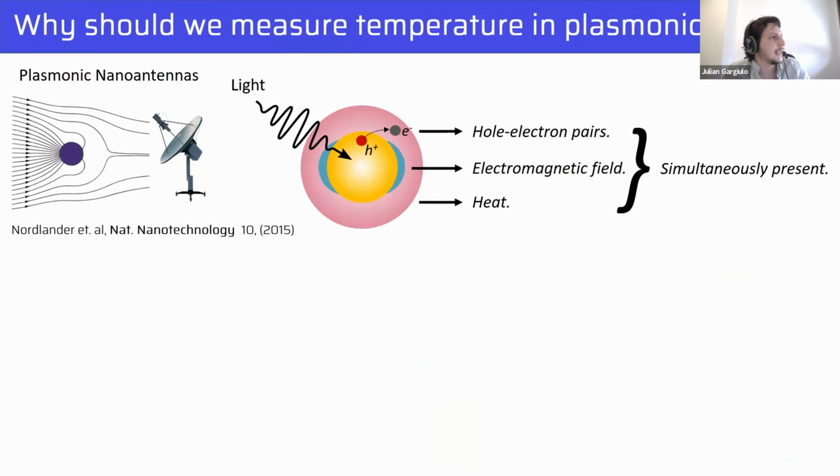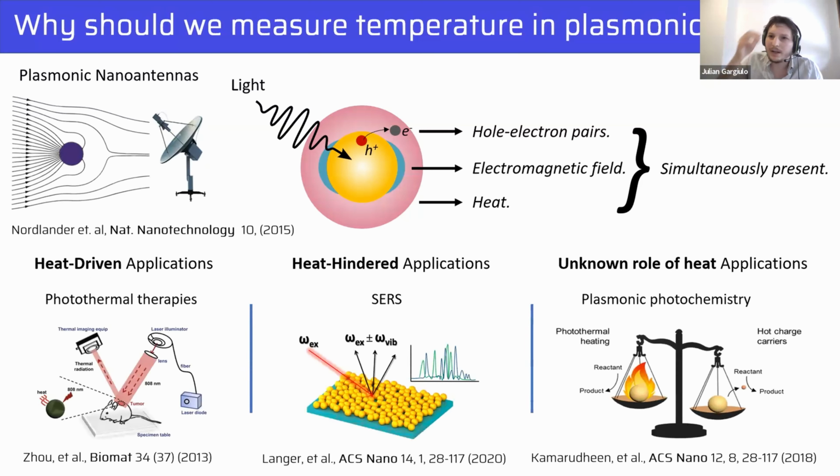You know that nanostructured metals can be thought of as nanoantennas because they can collect the energy of light very efficiently and confine that energy into the nanoscale. And how is that energy provided in the nanoscale? Well, it's mainly in three ways: in the energy of hot electron pairs, in the electromagnetic field, and in heat. And all these phenomena are simultaneously present.